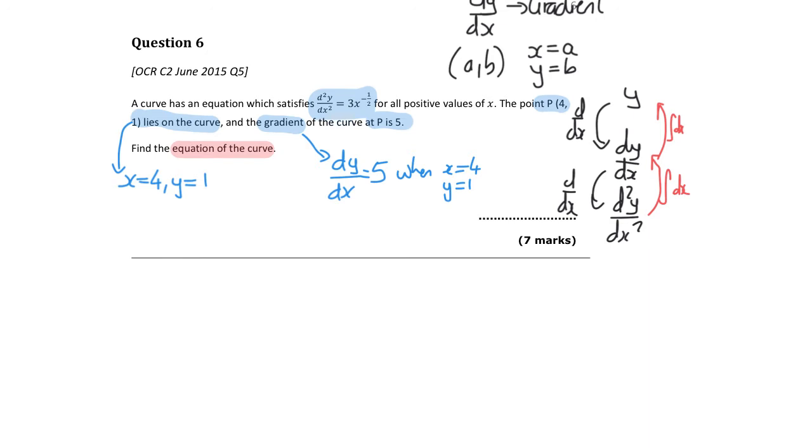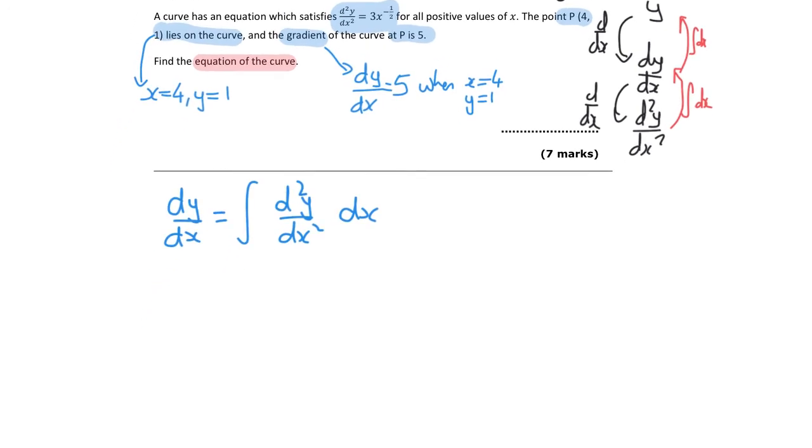So I've got d2y by dx squared, so the first thing I can get is dy by dx, and I can do that by integrating d2y by dx squared with respect to x. So I'm going to integrate 3x to the minus a half.